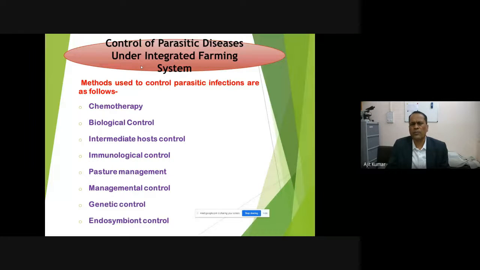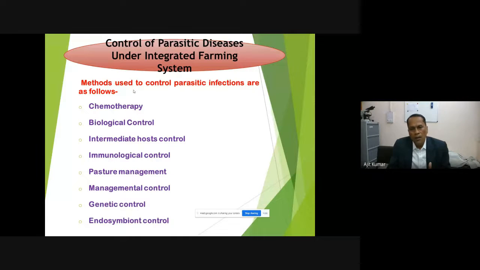Then immunological control. However, vaccine preparation is tough against parasites because of antigenic variation. Some parasites have more than 1,000 types of antigen, so vaccine preparation is tough. However, some vaccines are available commercially for the control of parasites. Then pasture management is an important method to control parasitic infection in livestock under an integrated farming system.